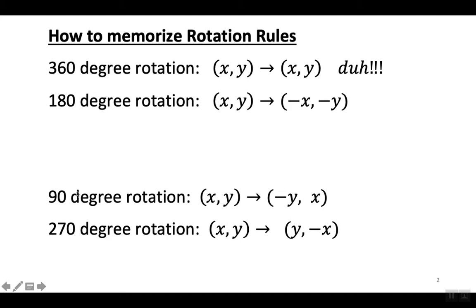Now, the way I remember it is that 90 comes before 270. So in the 90, it's the first one that you've got to change to the opposite sign. And in the 270, it's the second one that you have to change to the opposite sign.